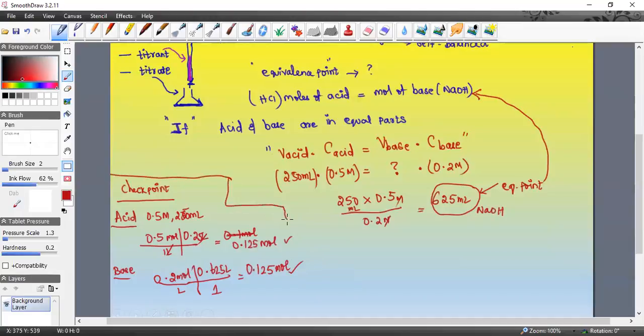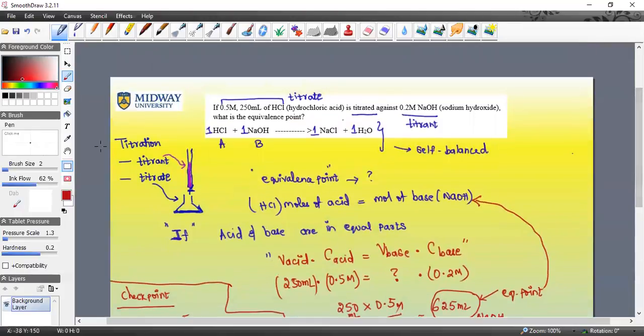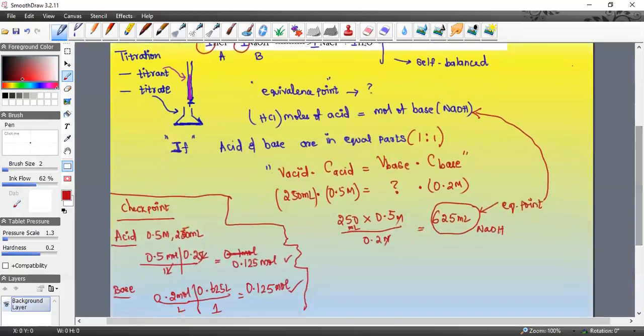So you don't have to do this. Again, all this is to add more value to your knowledge. Okay? The checkpoint is something you can do. You don't have to do. It's up to you. But the key here is if this number and this number are exactly 1-to-1, that's what I mean by equal parts, then you could use this equation as it is without really making any changes to it.